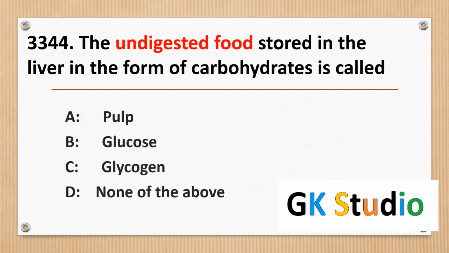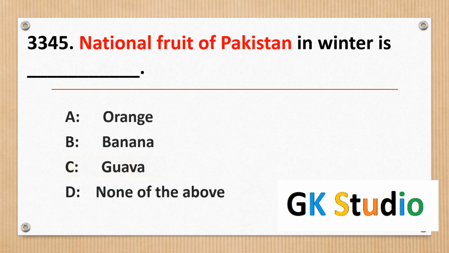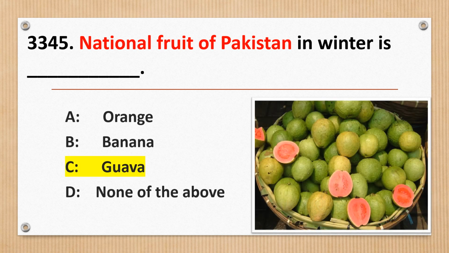The undigested food stored in the liver in the form of carbohydrate is called glycogen. Undigested food stored in the liver in the form of glycogen. Natural fruit of Pakistan in winter is guava. Guava is the natural fruit of Pakistan in winter.